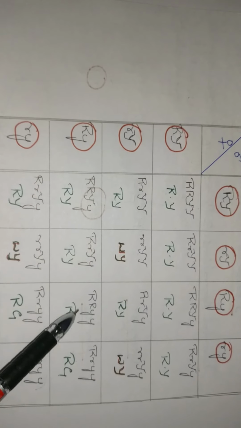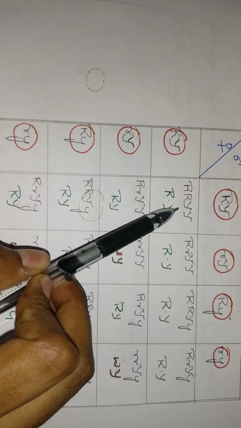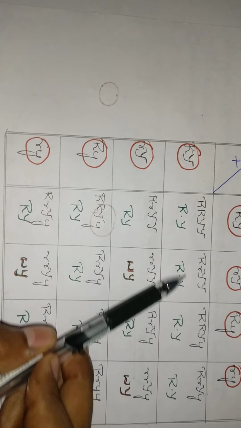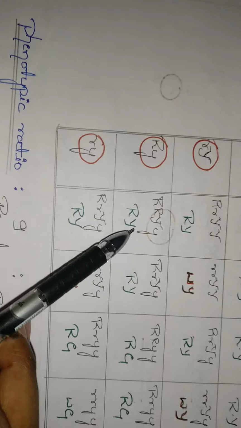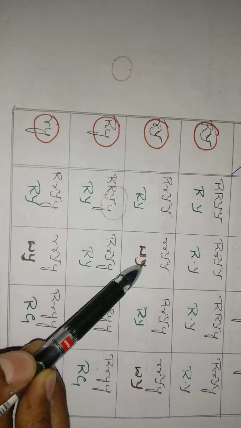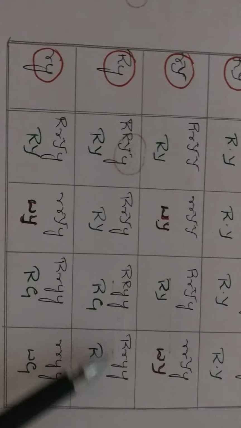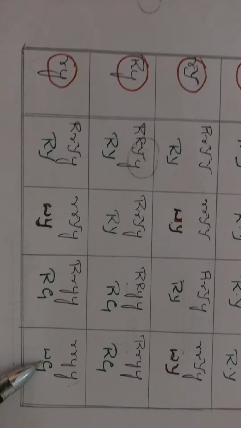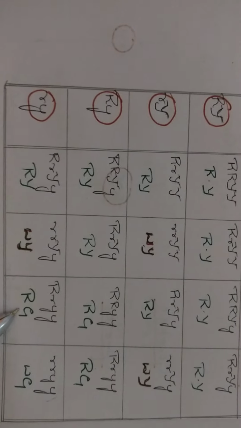After this, we should get the phenotypic ratio and the genotypic ratio, right? So here we can observe round yellow seeds: 1, 2, 3, 4, 5, 6, 7, 8, 9 round yellow phenotype plants. Then the wrinkled yellow: 1, 2, 3 wrinkled plants, and round green plants: 1, 2, 3, and the other one is the wrinkled green plant. Such that after this we are finalizing the phenotypic ratio of this dihybrid cross.